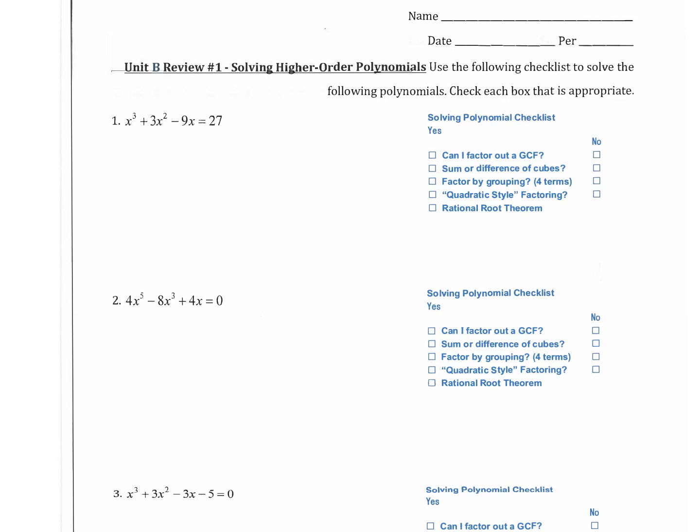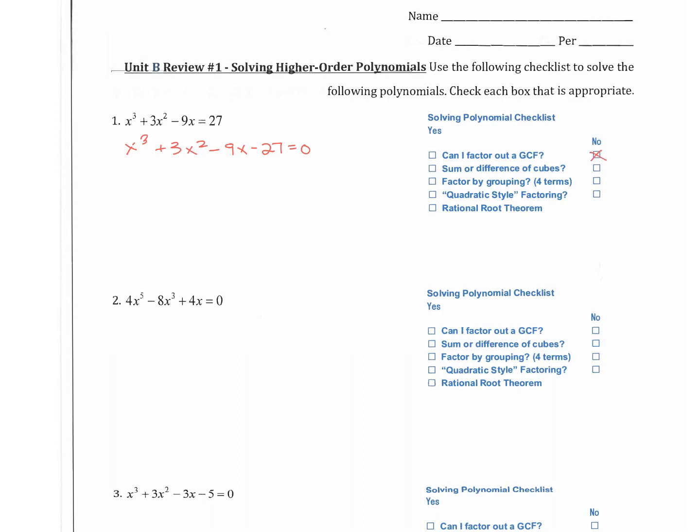The first thing I noticed with this first problem is that my 27, I need to move that to the left side so that it's equal to 0. So I'm going to subtract 27 from both sides. So I get x cubed plus 3x squared minus 9x minus 27 equals 0. So now, can I factor out a GCF? No, I don't have a GCF there.